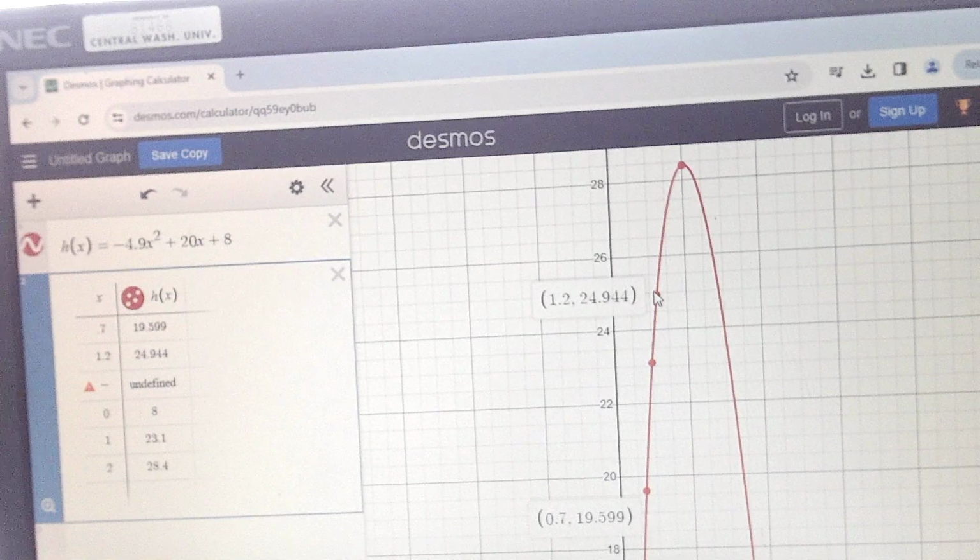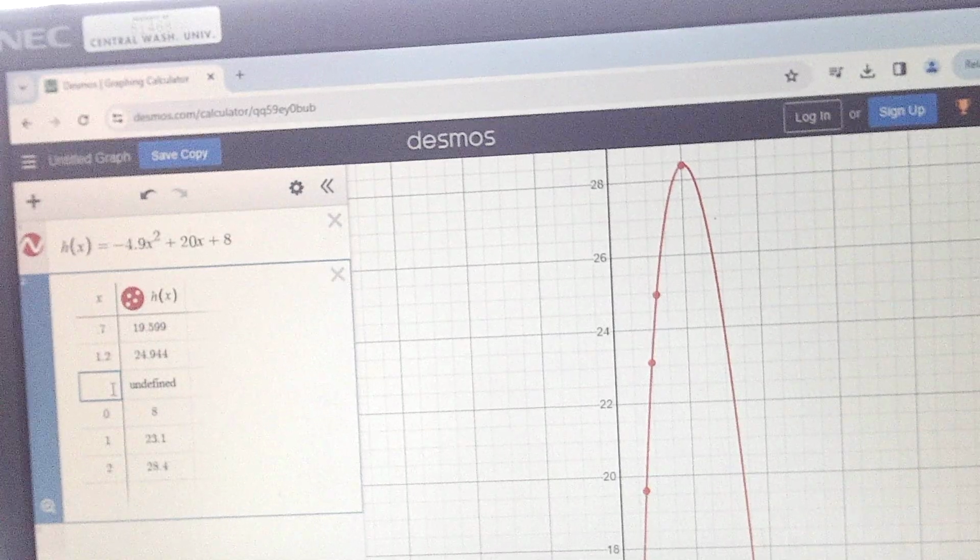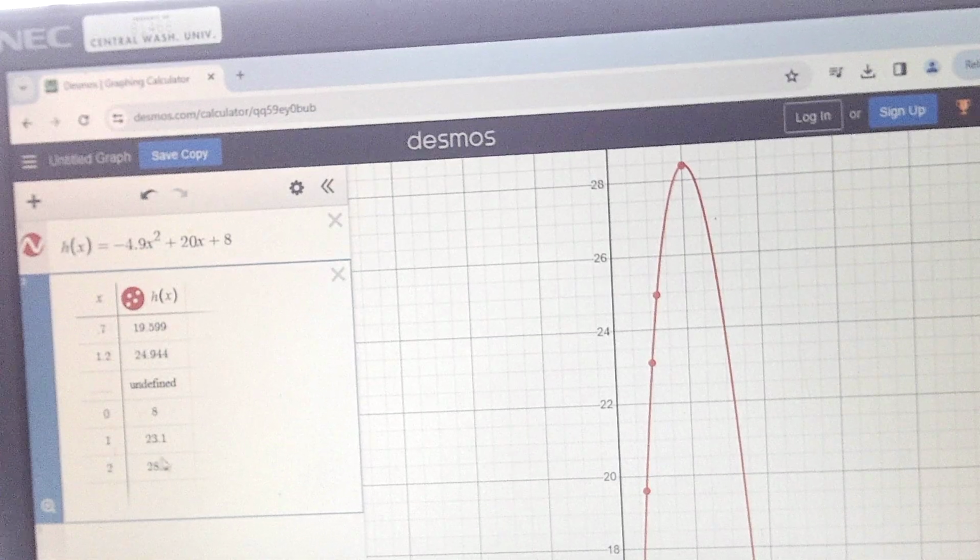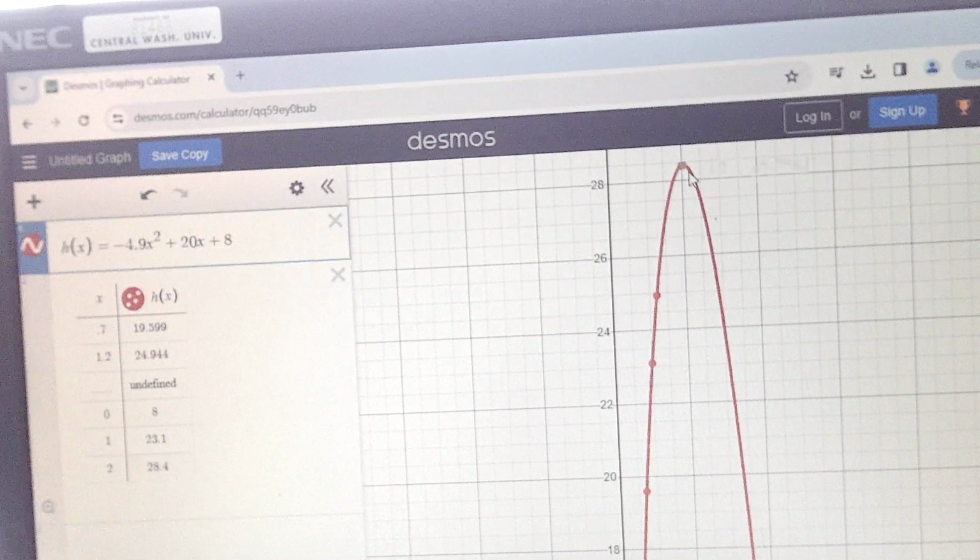Okay? And this one's undefined because it's just a minus, so take that out of there. And I can put another thing. There's 0, it's at 8. At 1, it's 23.1. There, that's this one. And at 2, it's 28.4, which is really close to the top. Now, the top is a little bit off from there.